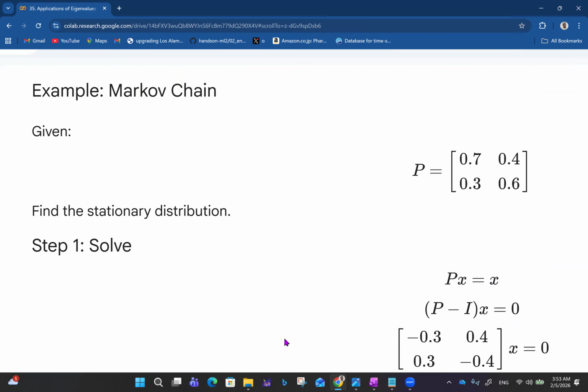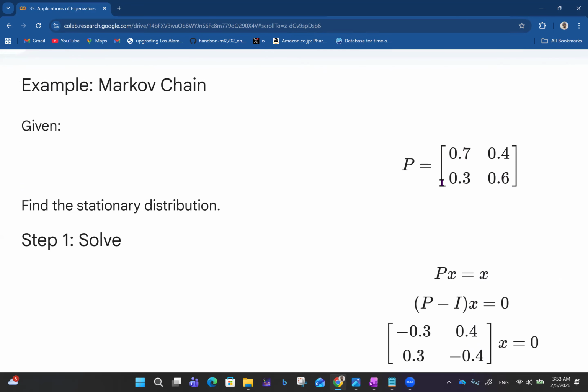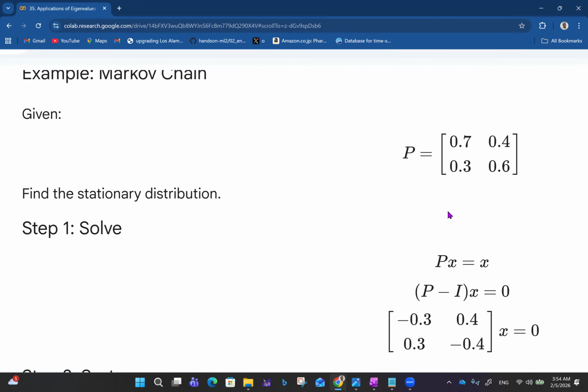So imagine this Markov chain where P is 0.7, 0.4, 0.3, 0.6. You see 0.7 and 0.3 add to 1, and 0.4 and 0.6 also sum to 1. To find the stationary distribution, we need to solve for Px equals x, so (P minus I)x equals 0, where I is the unit matrix. So you have 0.7 minus 1, that's minus 0.3, then 0.4, 0.3, then 0.6 minus 1, that's minus 0.4, times x equals 0.